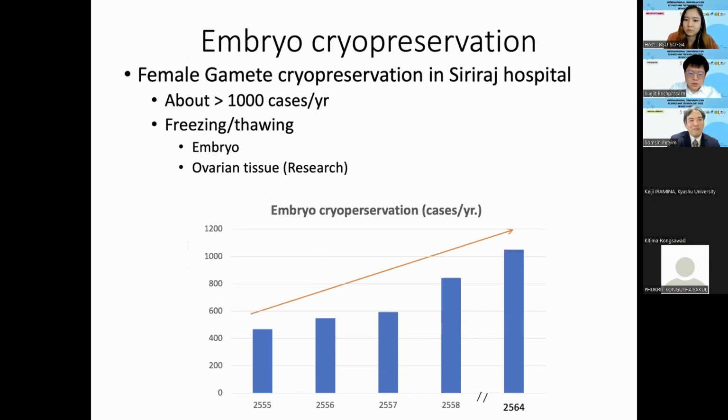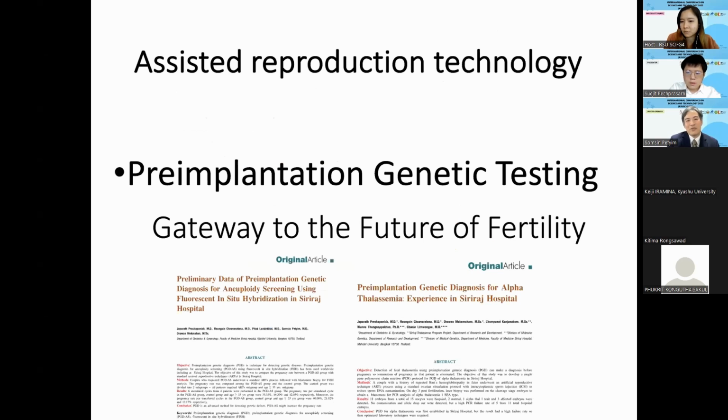Even for embryos, there are a lot of embryos that have to be frozen per year, and now the success rate is nearly 100% true. So until now there have been a lot of fertility cases, and a lot of embryos that we have to freeze.